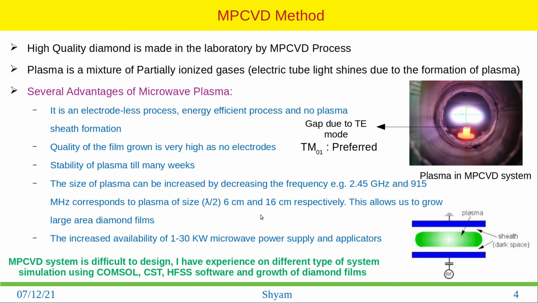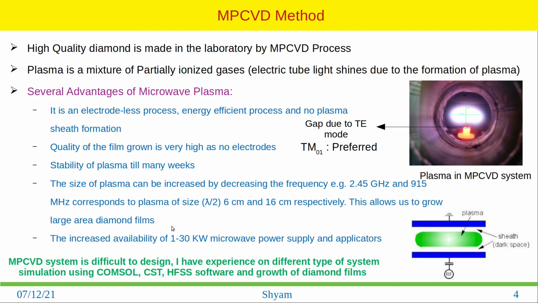And the next thing, since you have increased the size of the plasma, you will need large power. We already have microwave generators available with large power, so we can use them to grow large area films. And I worked on this during my PhD.